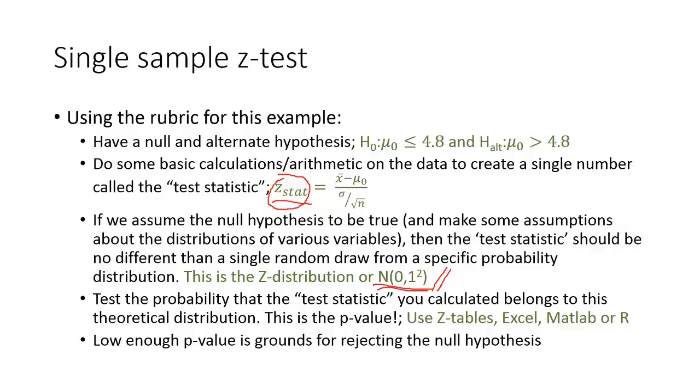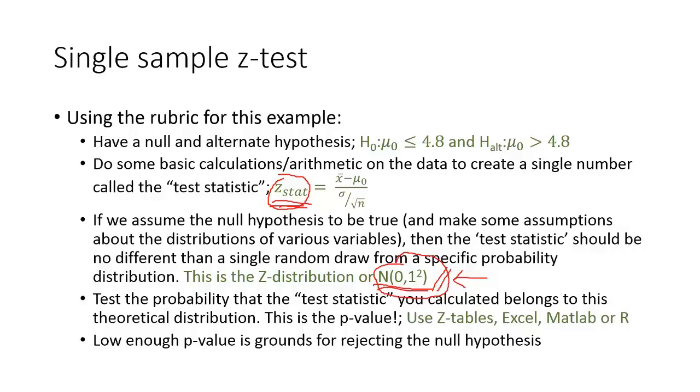Because if it does not, then something that I assumed was wrong. I said that this z-stat should look like something that I pulled out of a normal 0, 1 squared if the null hypothesis is true. So let me take an actual look at the z-stat number, and if it looks like it was unlikely to have come from this distribution, then I can reason that maybe the null hypothesis was not true, and I can reject the null hypothesis. So that's what we're going to do with the next step.